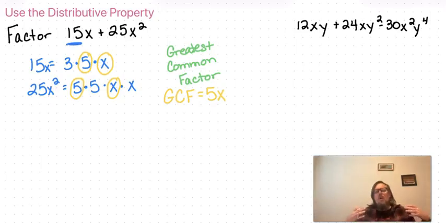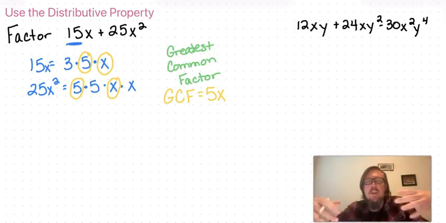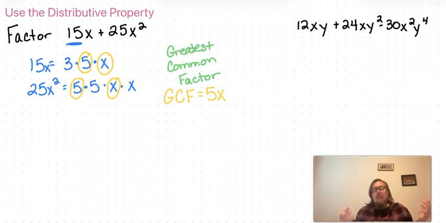So what we're factoring is this entire binomial, 15x plus 25x squared, meaning I want to come up with two things that I can multiply together to get 15x plus 25x squared. What two things can I multiply together to get this? And the greatest common factor is one of those two things. 5x is one of the two things that I multiply together to get 15x plus 25x squared. 5x times something gives me that. What's the something?